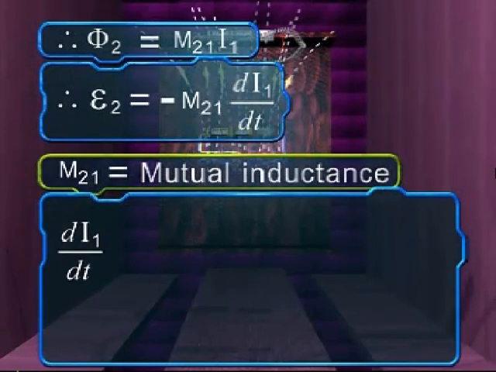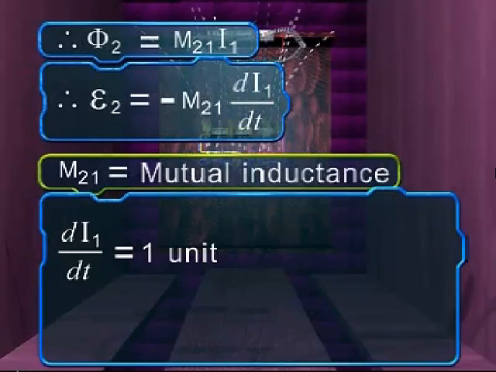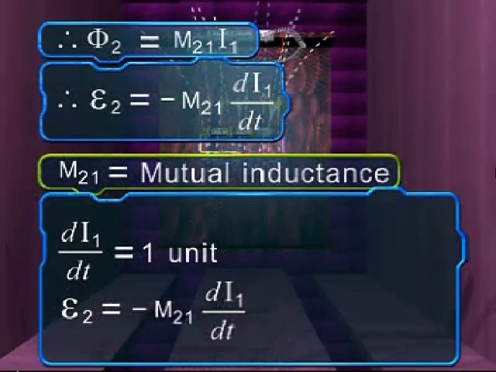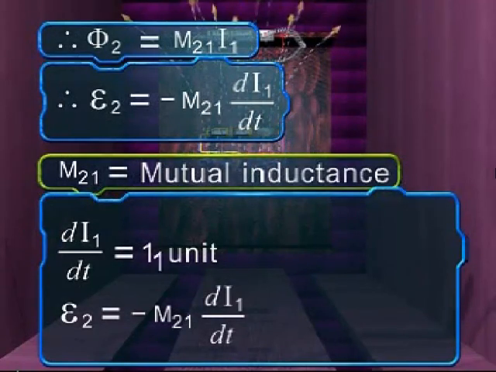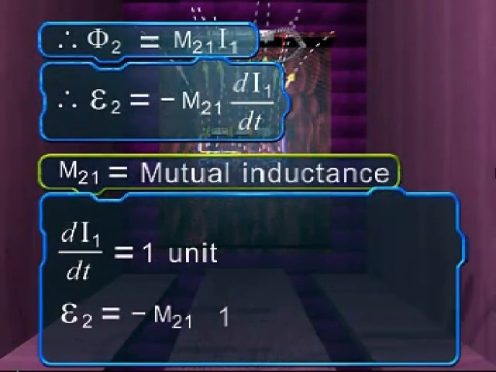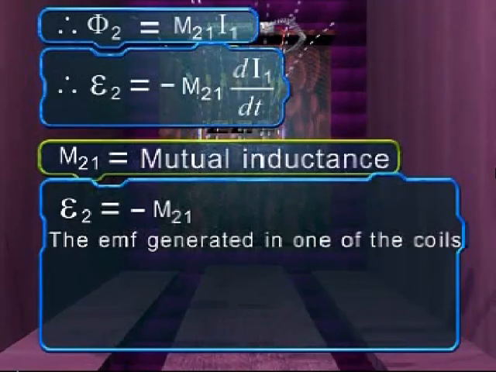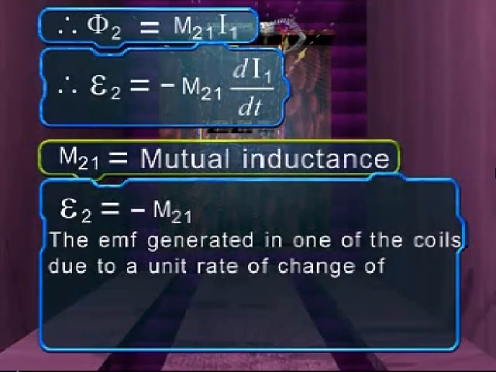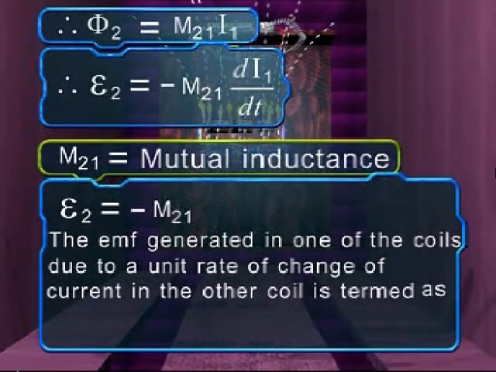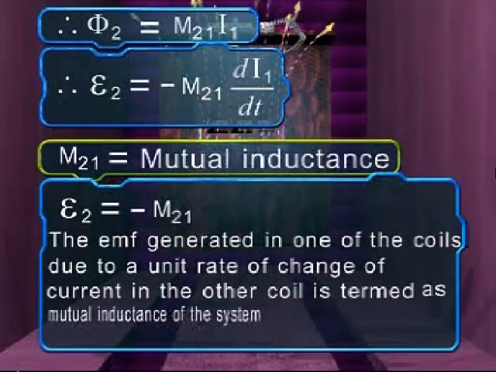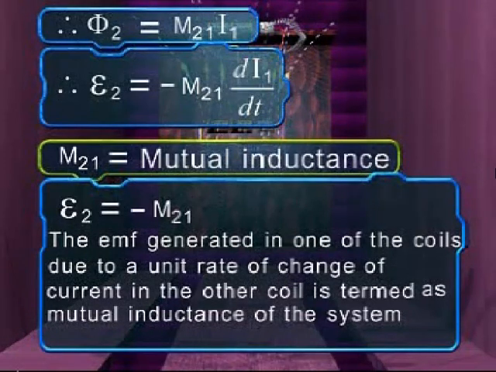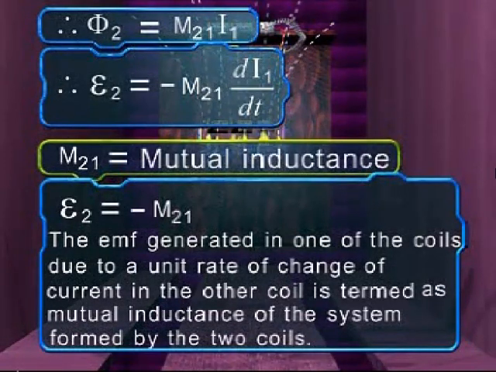If one takes dI1 upon dt equal to 1 unit in the equation, epsilon 2 is equal to minus M21. Then one can define the mutual inductance of a system of two coils as the EMF generated in one of the coils due to a unit rate of change of current in the other coil.